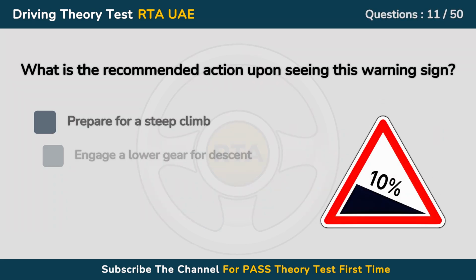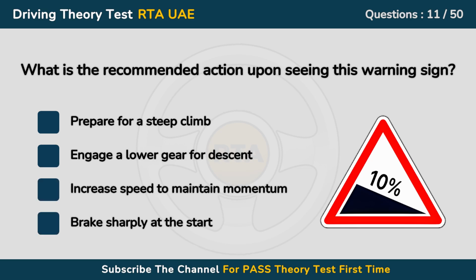Question 11. What is the recommended action upon seeing this warning sign? A. Prepare for a steep climb. B. Engage a lower gear for descent. C. Increase speed to maintain momentum. D. Brake sharply at the start.